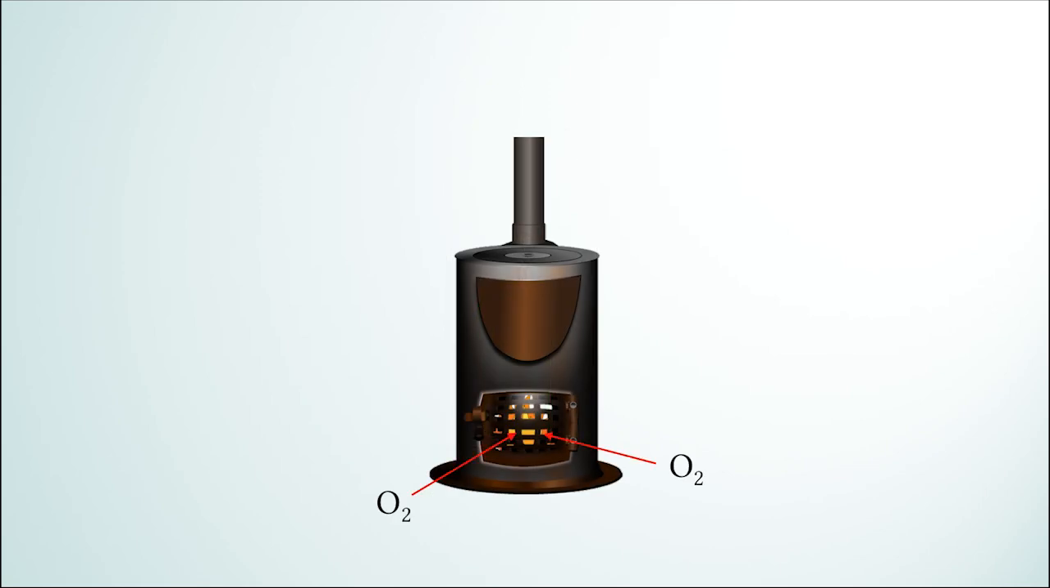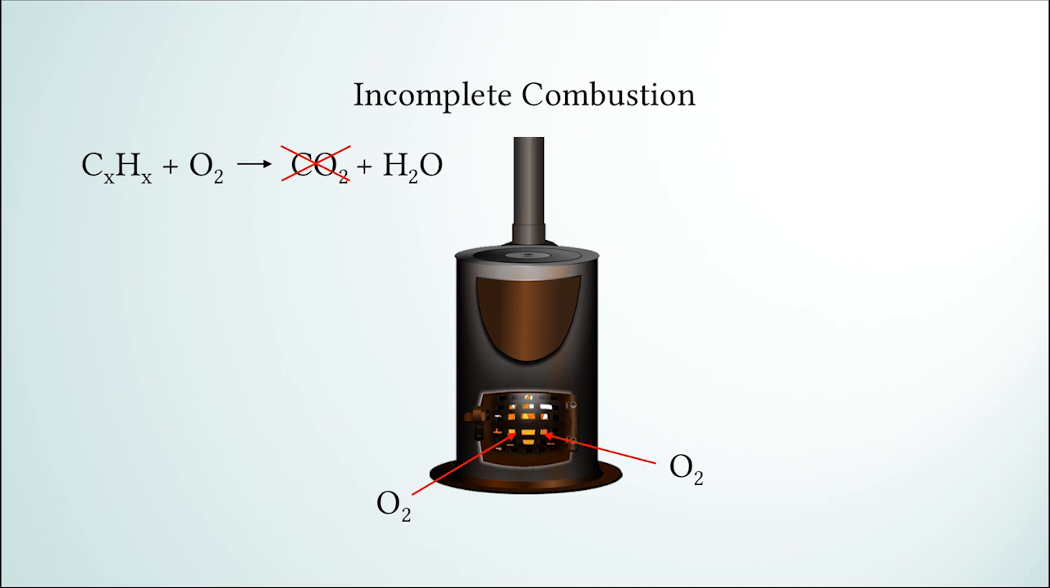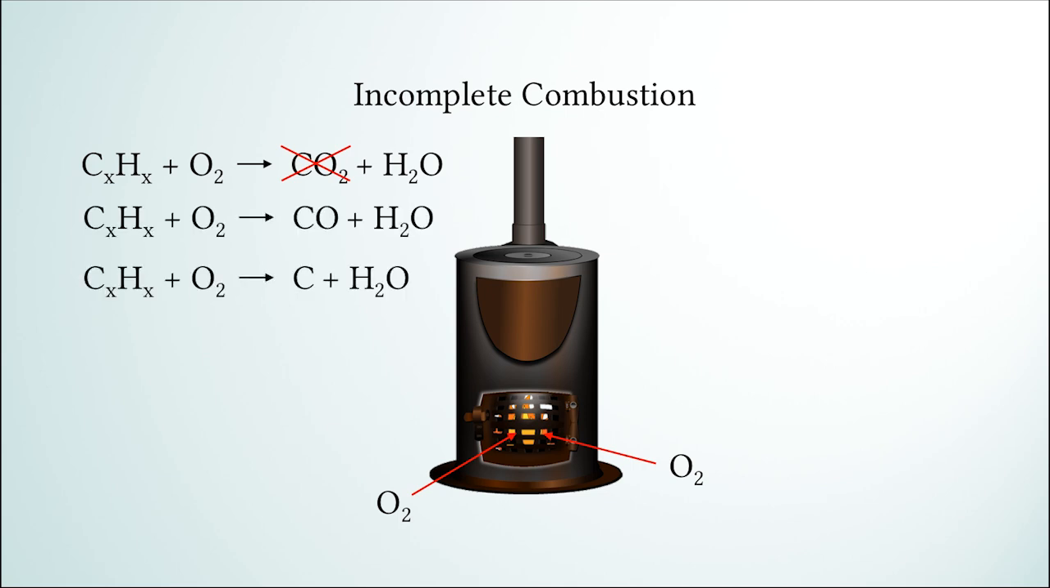If there's a limited amount of oxygen, a substance made of carbon and hydrogen will not burn completely, or we say that it undergoes an incomplete combustion. When this happens, carbon dioxide isn't one of the products. Instead, either carbon monoxide or just carbon results.